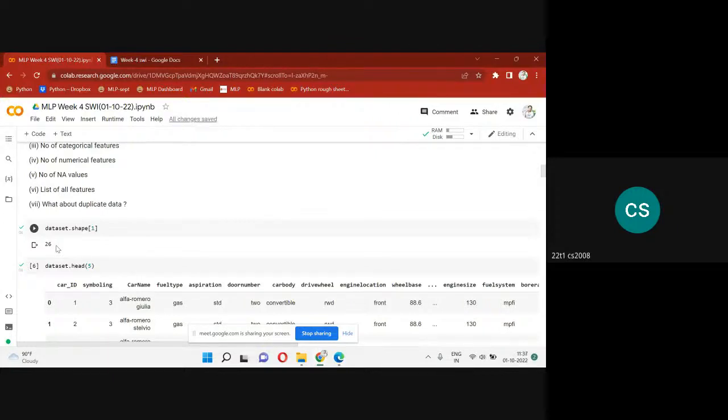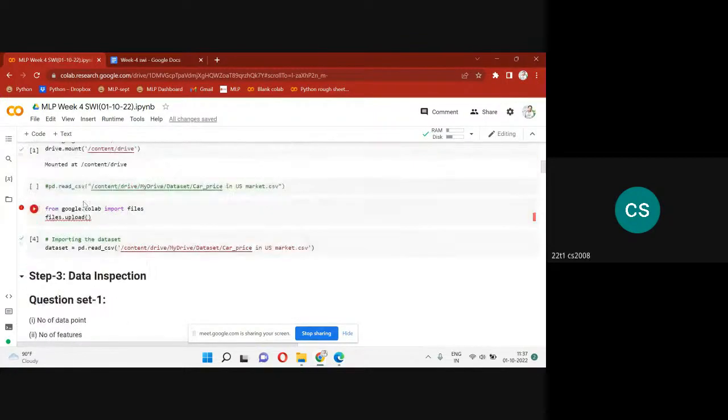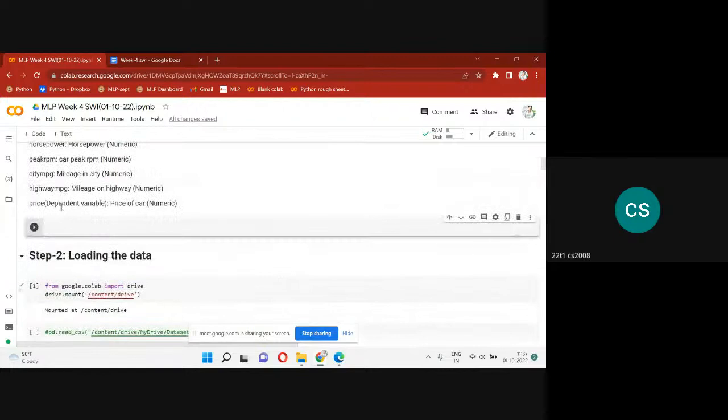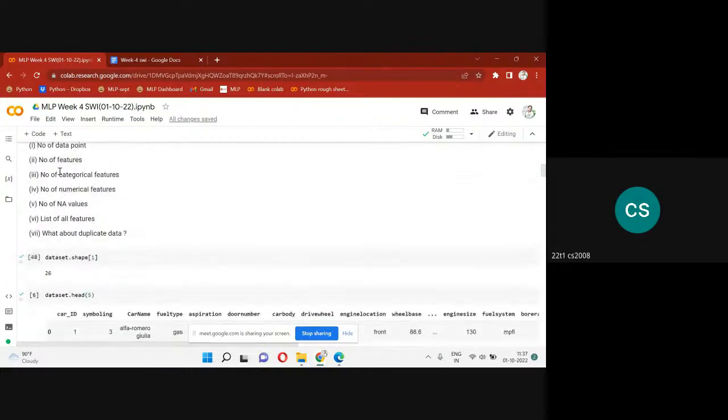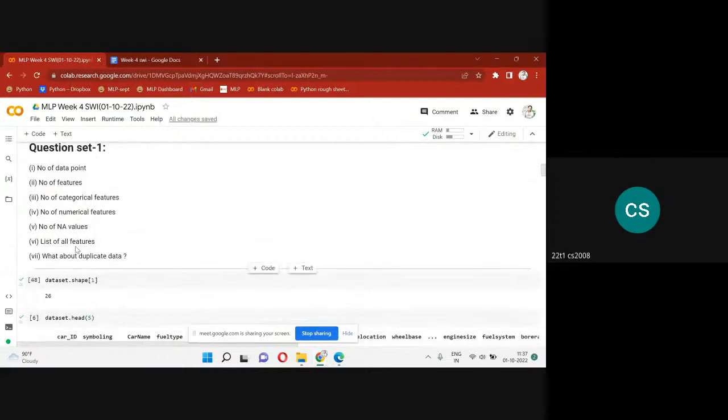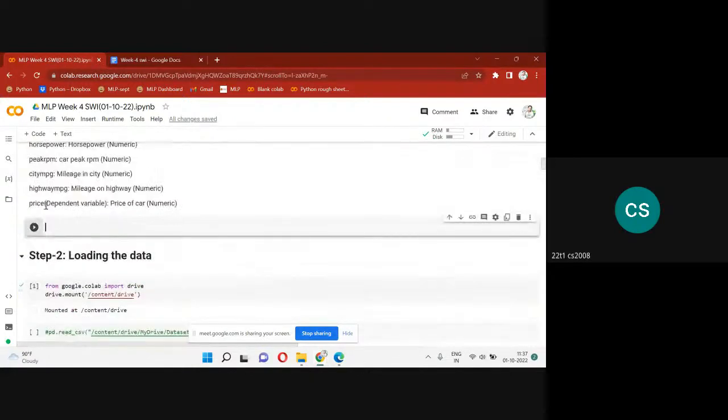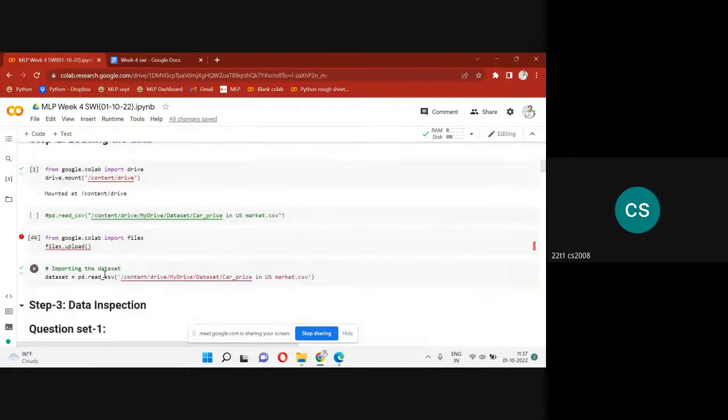Usually you won't see this. Usually we don't mention at the start that this one is a dependent variable. In that case, you can say you have 26 features. But here, since we have already mentioned that this one is your dependent variable, you can say so.